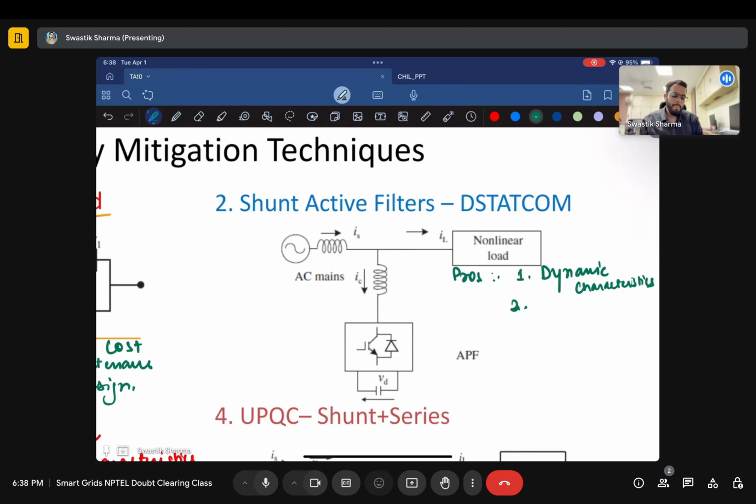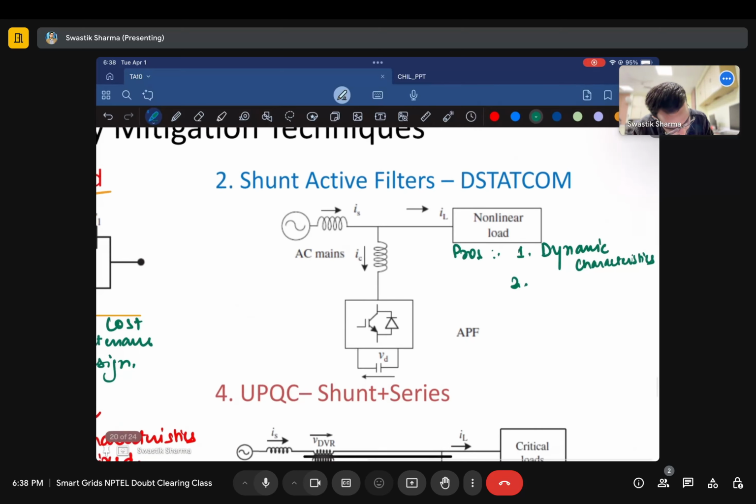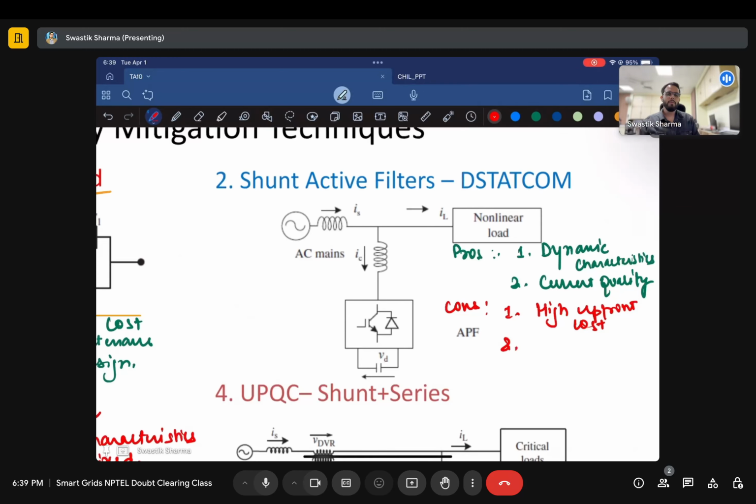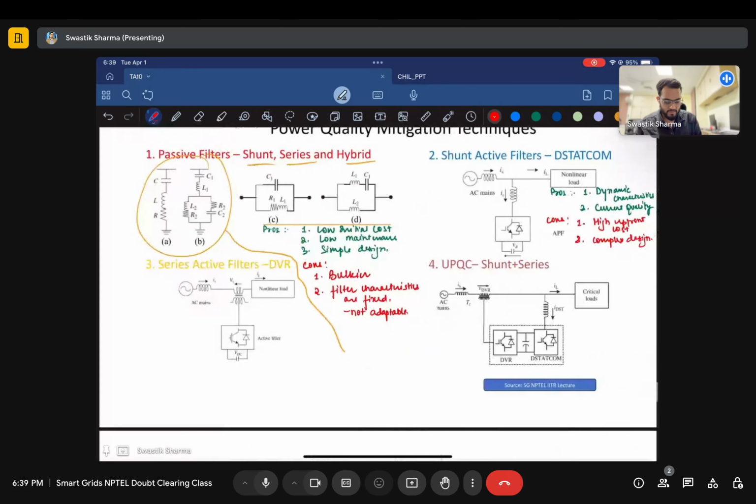Next, because they are shunt type, they are better suited for current quality, right? But they have a few cons as well. One is, because you have these converters, there is a high upfront cost. And then you have complex design. Since you design converters, the design becomes complex in nature.